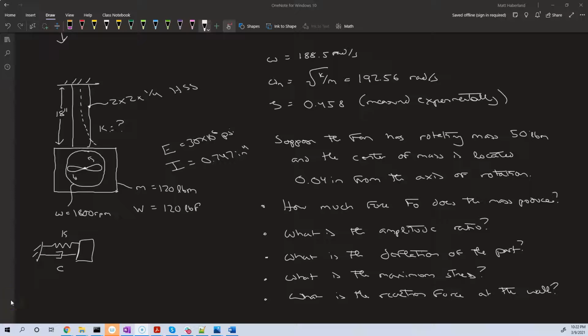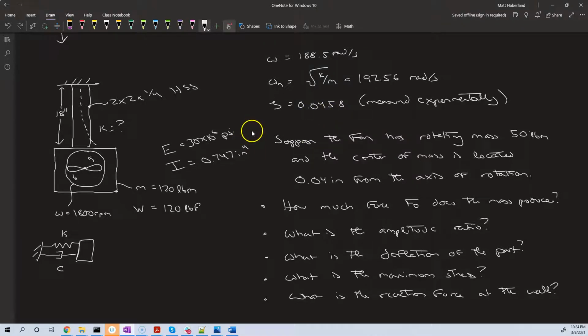All right, let's finish off this example. So we knew that our fan was rotating at 188.5 radians per second. We figured that out before based on 1800 rotations per minute. The natural frequency of our support here was 192.56 radians per second. So we saw that they were pretty close, and we expected that we might get some sort of resonance going on. We measured the damping ratio experimentally, and we want to know a few things.